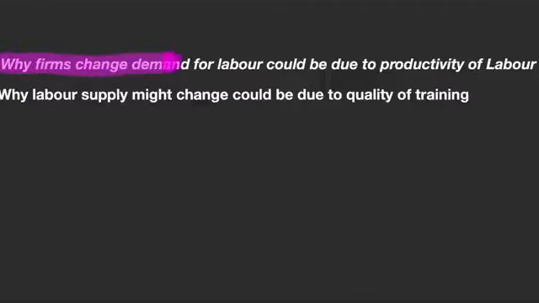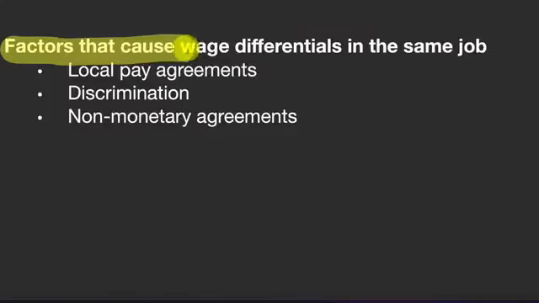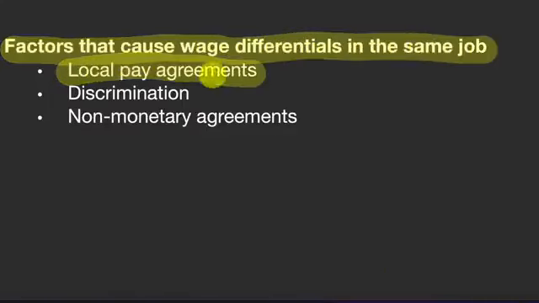Why firms change demand for labor could be due to the productivity of labor, and why labor supply might change could be due to the quality of training. Factors that cause occupational wage differentials could be job satisfaction, fringe benefits, labor mobility. Factors that cause wage differentials in the same job could be local pay agreements, discrimination, non-monetary agreements.